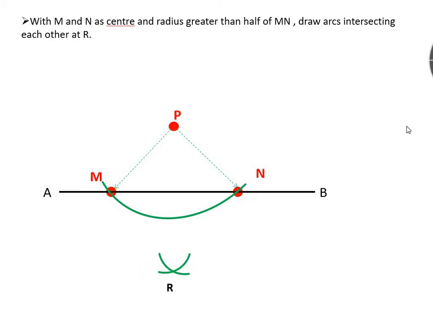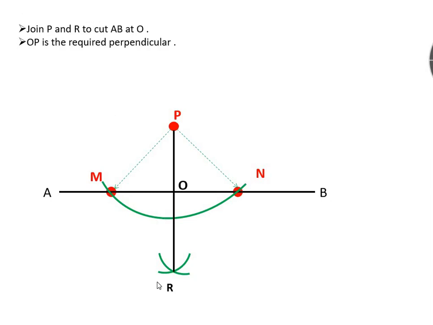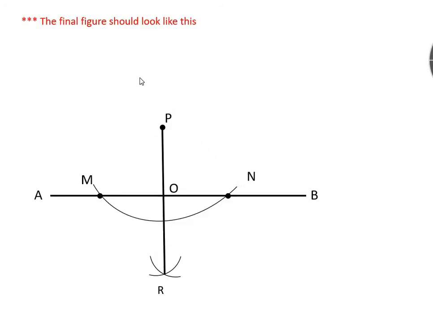Similarly, you bring your compass at point N and draw one arc with 40 mm. In this manner, you will get two arcs, this arc and this arc, and they will intersect at a point here. Let us say that point is R. So in this manner, we have got these points M, N and R. The next step, you simply join P and R, and this is your required perpendicular. And the final diagram should look like this.